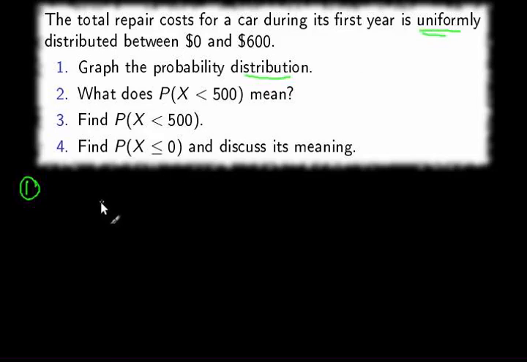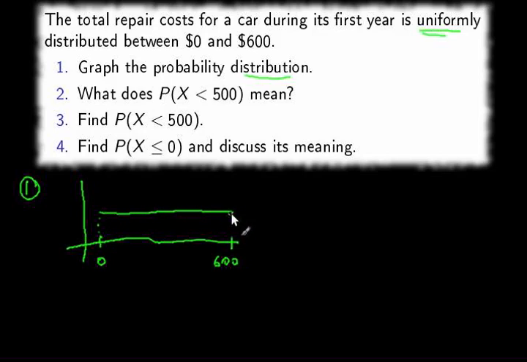And the graph of a uniform distribution is just a straight line, so we can draw the axes, and the distribution goes from 0, so we'll put 0 to 600, and it's just a straight line, straight line right across, and at a height of 1 divided by the width, so 1 over 600.